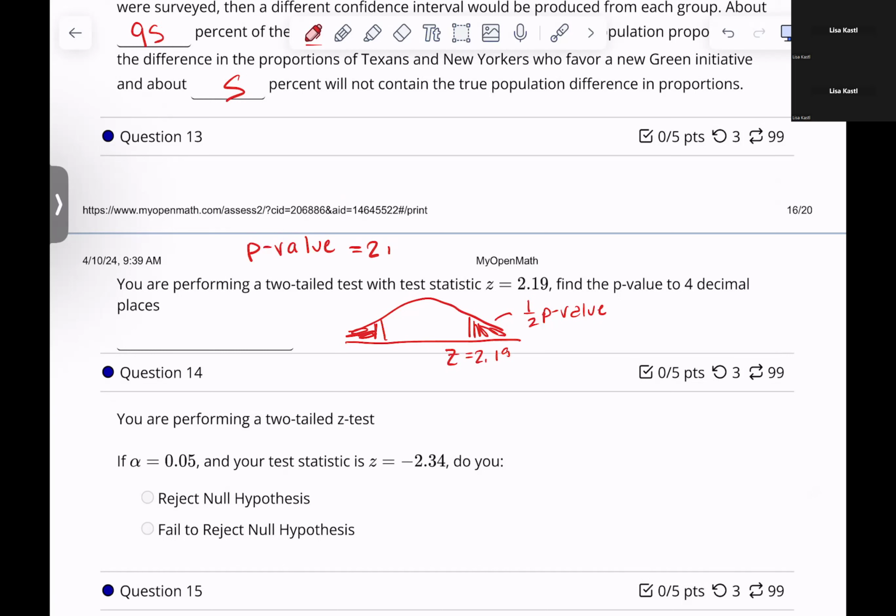So we have to multiply it by 2 times normal CDF. And we're starting at what, 2.19? And we're going as far right as we can. So we're going to put 1E99, 0, 1. And I do have to multiply that value by 2 because half the p-value is to the left of negative 2.19, and half of it's to the right. So you have to multiply it by 2.